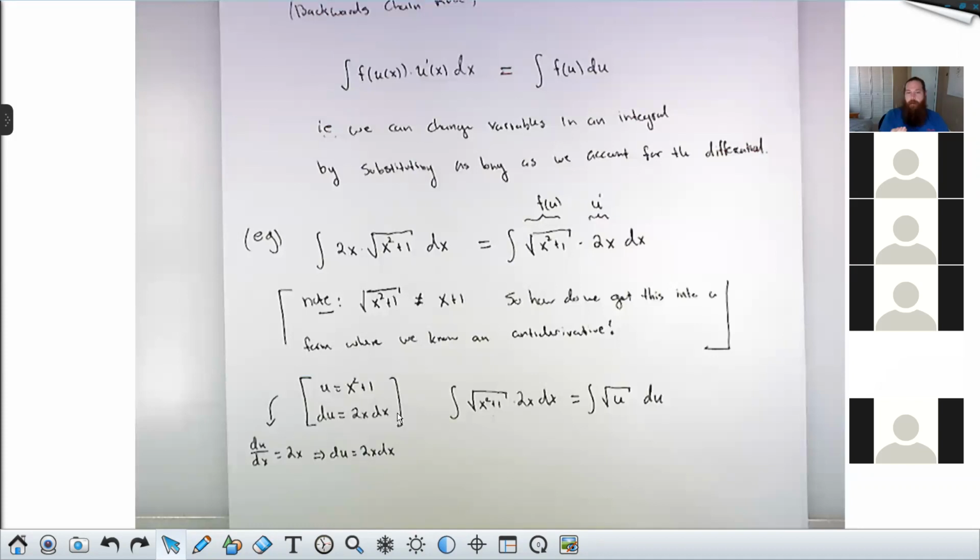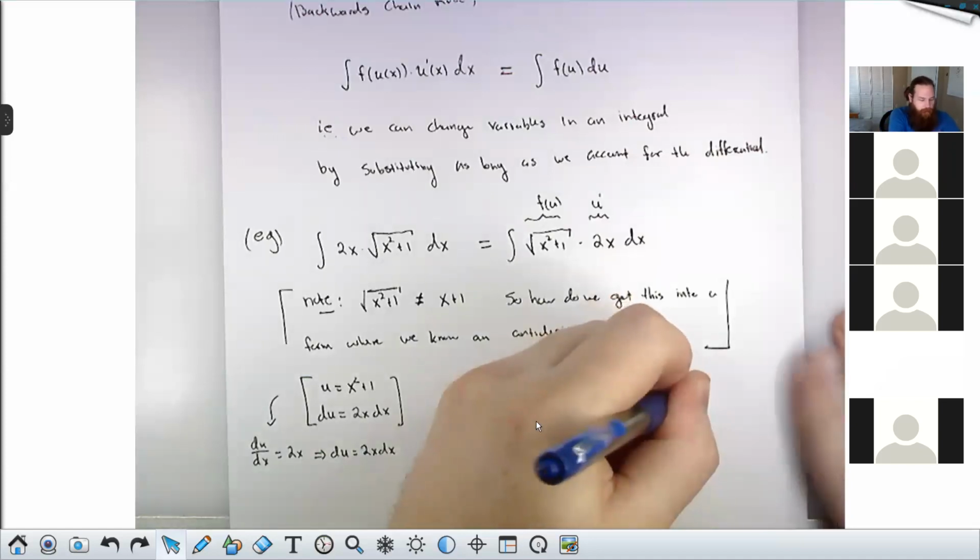This particular example is nice and straightforward, and what I look for is an inner function whose derivative is floating around somewhere else in the integral. So I see here x squared plus 1 kind of inside another function, like inside the square root. And I think, oh, okay, so what's the derivative of x squared plus 1? It's 2x. Do I also have that? And the answer here is yes, yes I do. So that tells me that that's a good substitution to try. All right, I got it. Thank you. Make sense?